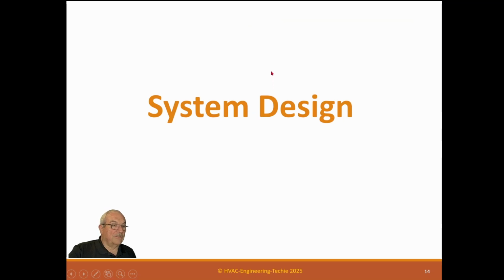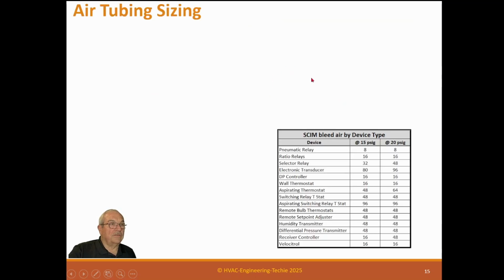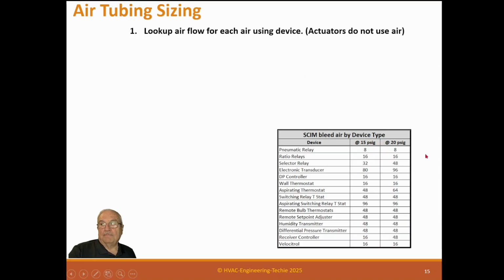System design. Okay, this is a little interesting here. So, air tube sizing. This is a SCIMS chart. This is standard cubic inch measurements in bleed air by device type. Now, some manufacturers use air units, which is 16 SCIMS for an air unit, but I prefer just to use SCIMS. There's no reason to have a different unit in there.